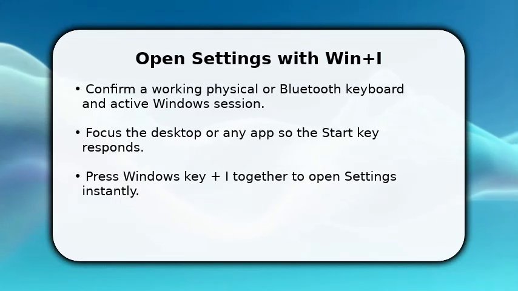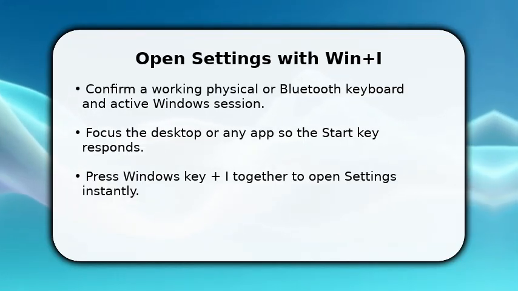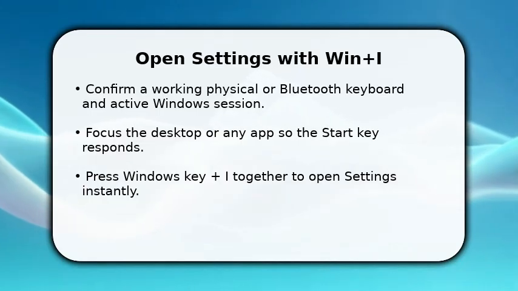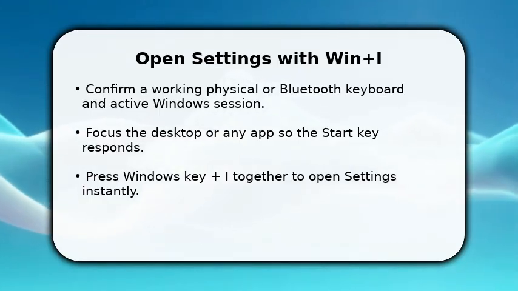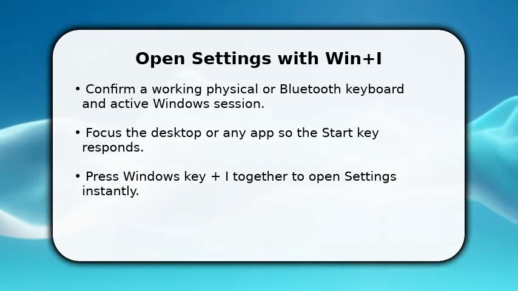Enjoy the video. You start by making sure your keyboard is connected and Windows is active, no mouse required. Once the session is ready, press the Windows key and I at the same time. This single shortcut opens the Settings app directly. Make sure to press them together, not sequentially, so the system recognizes the hotkey.